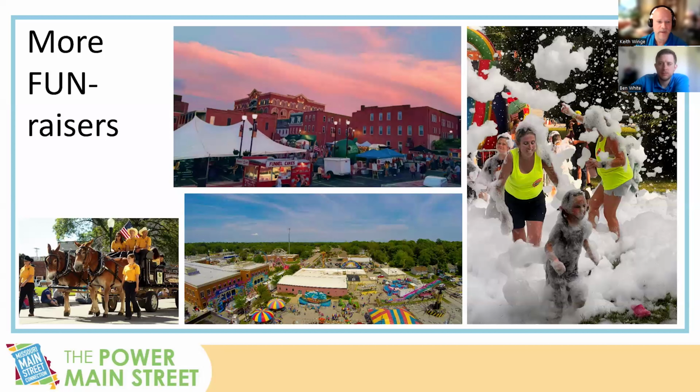Also with events, make sure that we have things for people to do at different age levels. You see the picture on the right. We've got some kids activities there with a foam party. In order to get the community engaged, we need to have multiple things for multiple age groups to draw those crowds, and multiple things going on at the same time.